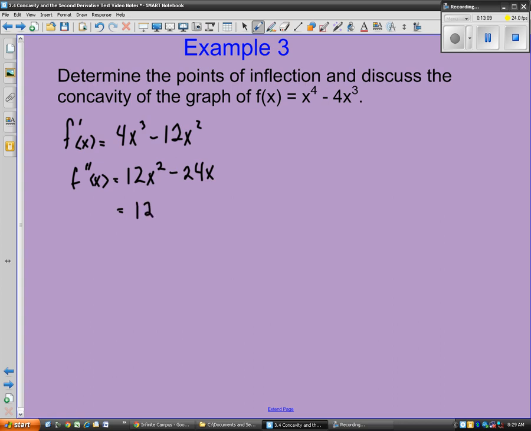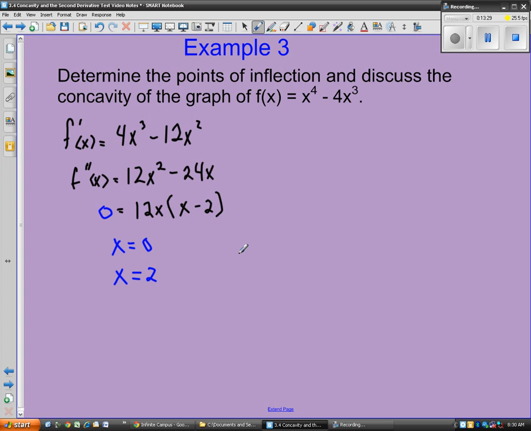And so to find my points of inflection, I'm going to set this equal to 0 like we have been. By setting it equal to 0, I find out that x is either 0 or x is equal to 2. And so these are my points of inflection. This is where the concavity could change. It doesn't mean it has to. It just means these are the points where it could change.